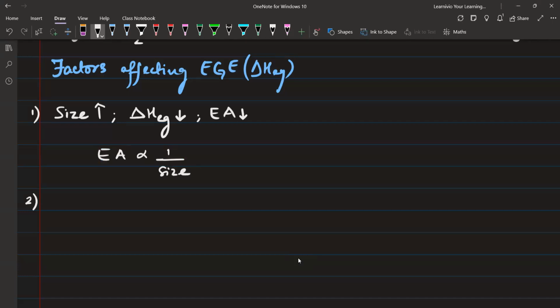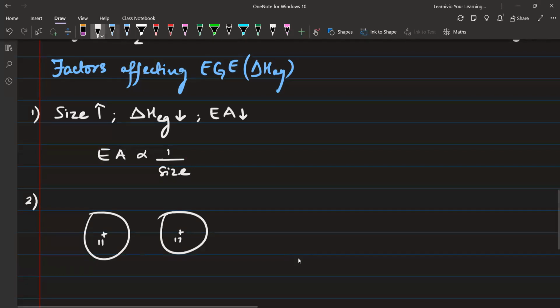Second, let's suppose the size is the same, but here you have 11 positive charge, and in the nucleus there are 11 protons, and here in the nucleus we have 17 protons. Now in this case, tell me, the incoming electron, where will it feel more attraction, in the A case or the B case? In the B case, correct. In the B case, because there are more protons, it will feel more attraction.